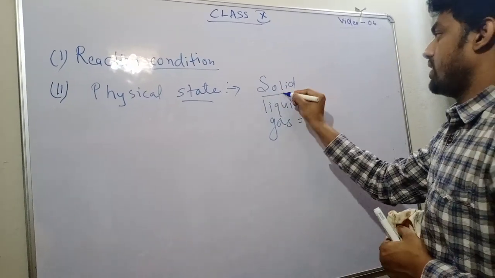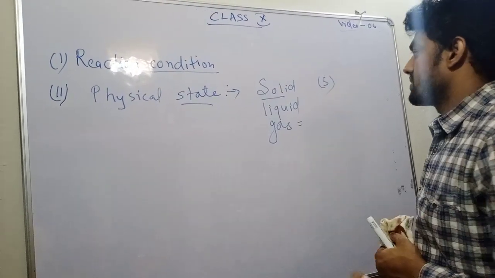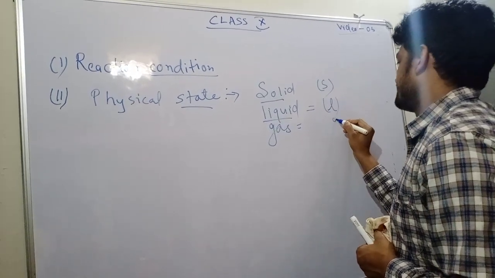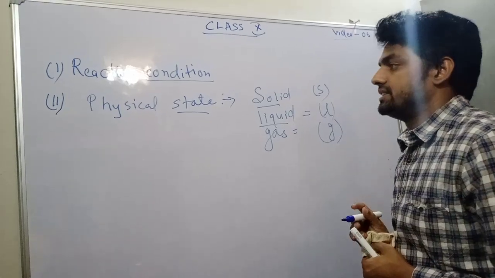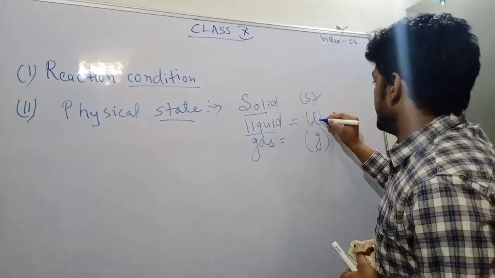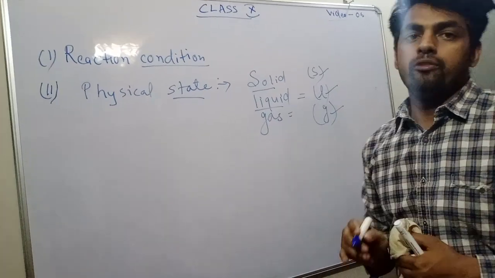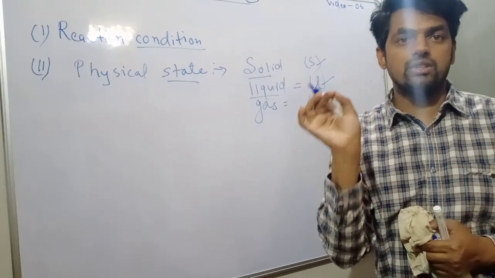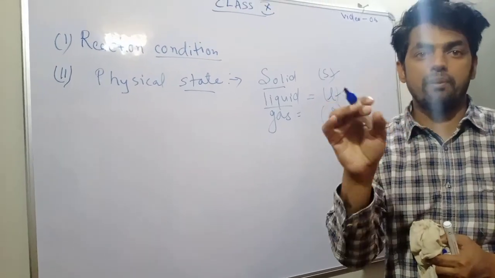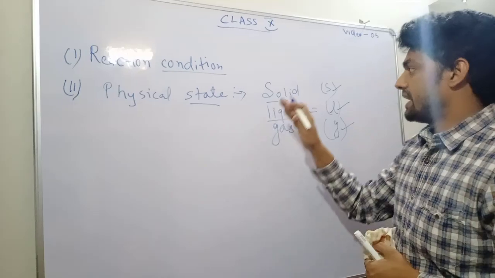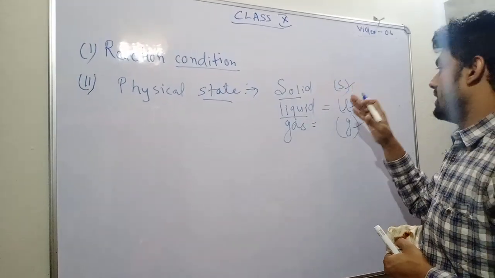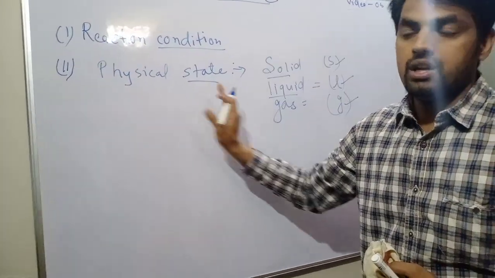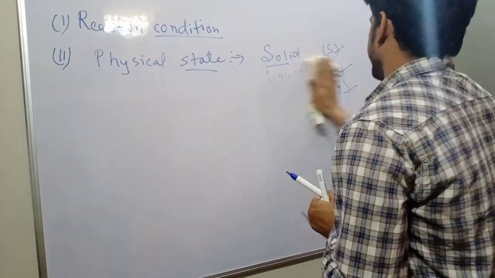To denote solid, we will write simply S. For liquid, you simply write L, and for gas, we will write G. While writing S, L, and G, we can easily show that element or that product is in which form, solid, liquid, or gas. Second one is physical state. Clear?